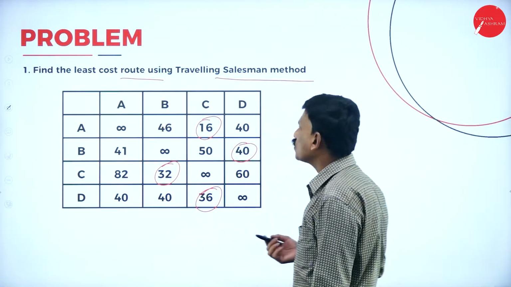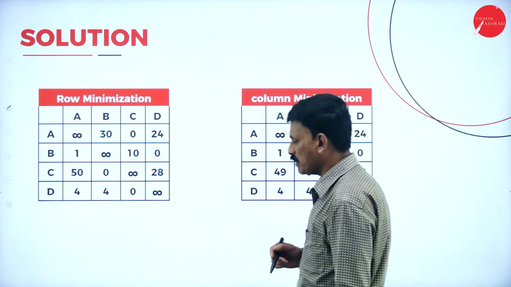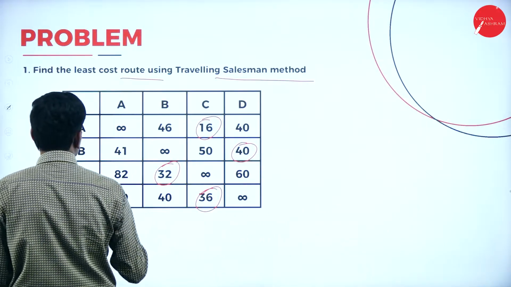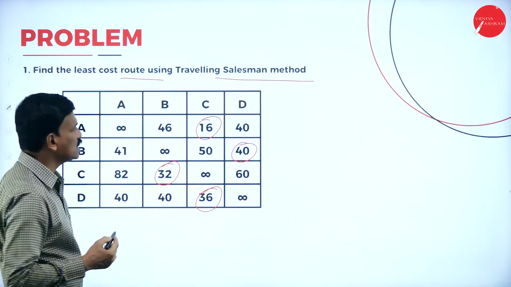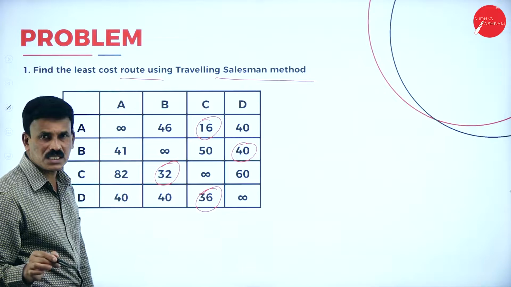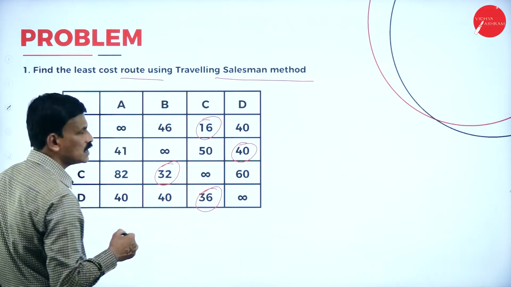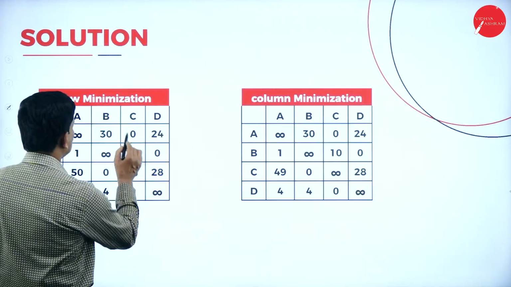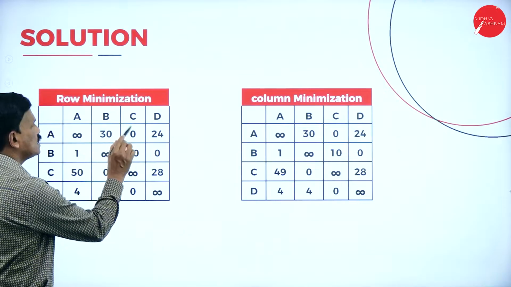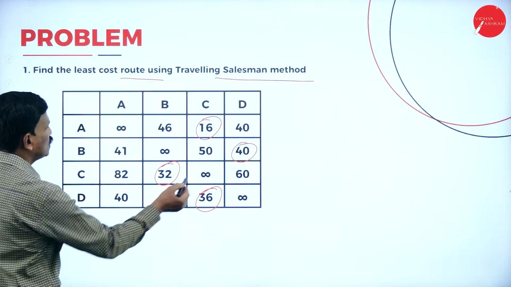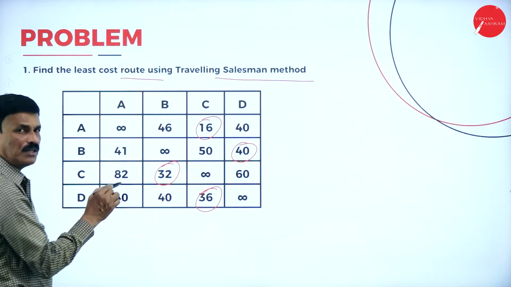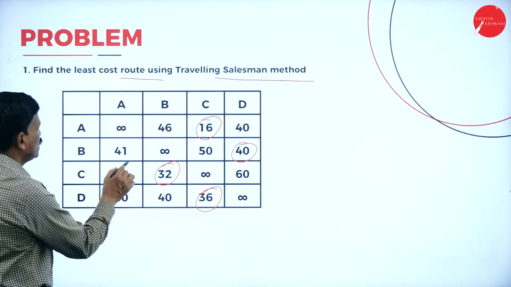Now let us come to the row scanning first. In the first row, the least number is 16. 46 minus 16 is 30, 16 minus 16 is 0, 40 minus 16 is 24. So we will get infinity, 30, 0 and 24. Now let us come to the second row. In the second row, the least value is 40, 41 minus 40 is 1, infinity as it is.